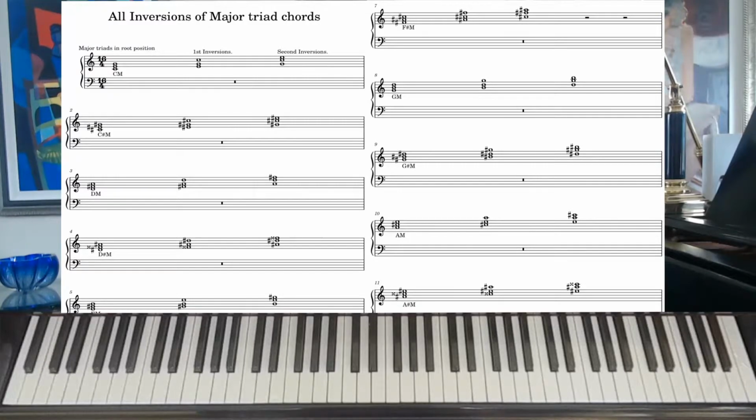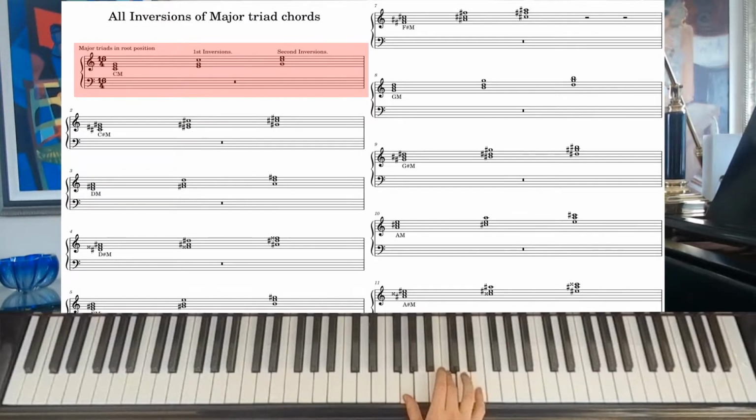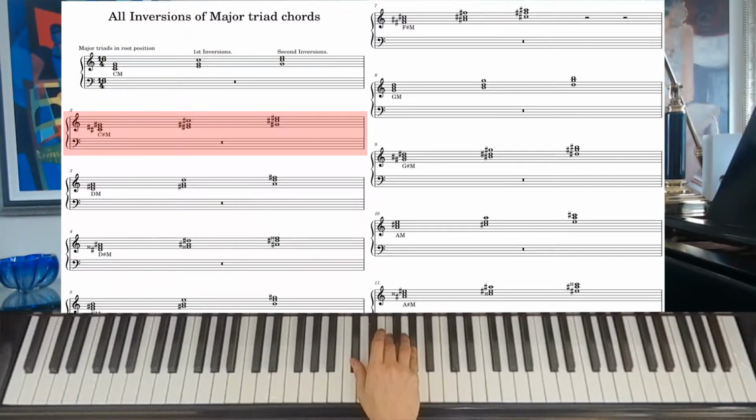Let's run through this chart of major triad chords, beginning with C major again. So here we have C major in root position. Take the C and put it on top, and you'll have your first inversion. Put the E and move that on top, and now you'll have a second inversion. And you can always keep track of where the C is to find the result. Next in line, we have C sharp major. Here's first inversion, second inversion.